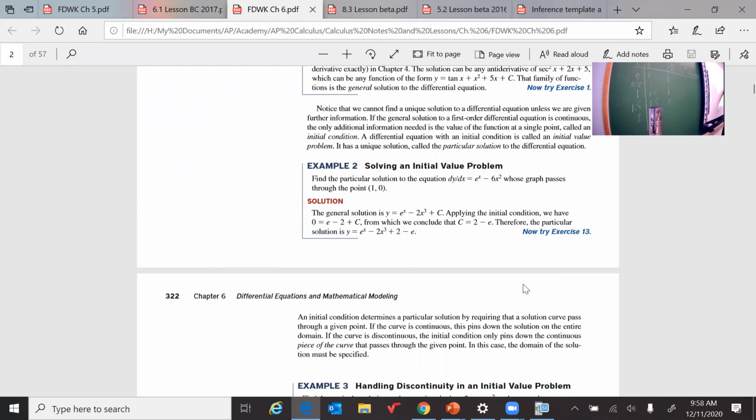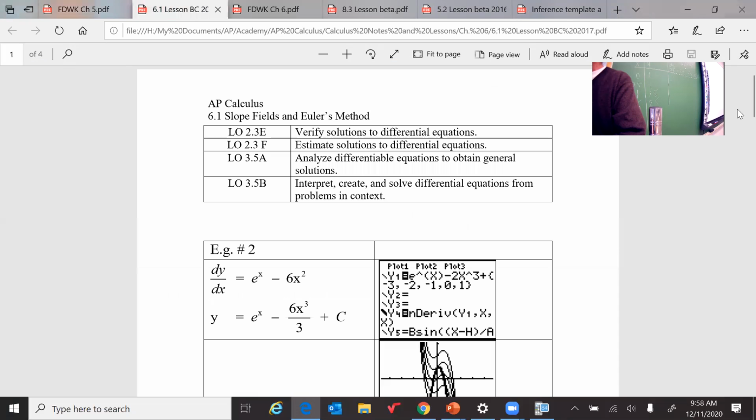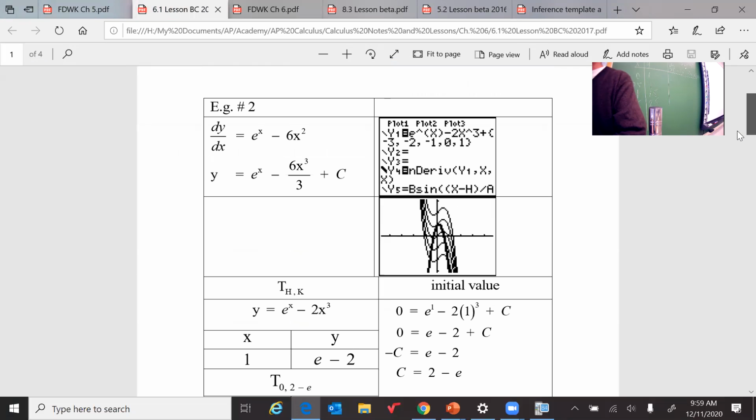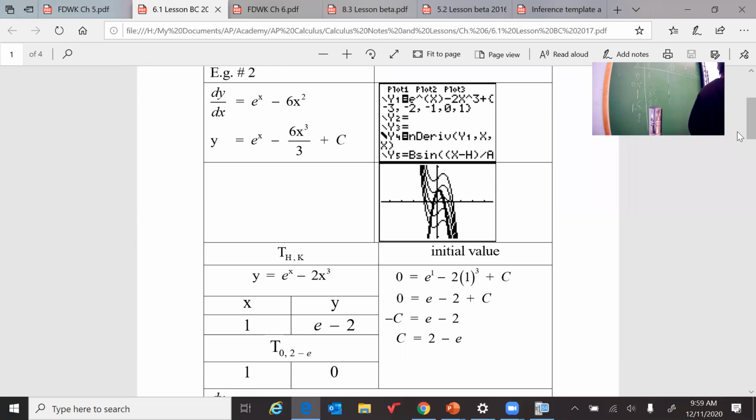We're given the derivative. The derivative is dy/dx. It's e to the x, subtract 6x squared. But you need that to go to the point 1, 0. The parent of the derivative. So we come over here. We're going to anti-differentiate that. This is the derivative. e to the x is its own derivative. Power rule reverse for this. So we get e to the x, subtract 2x cubed plus some constant.